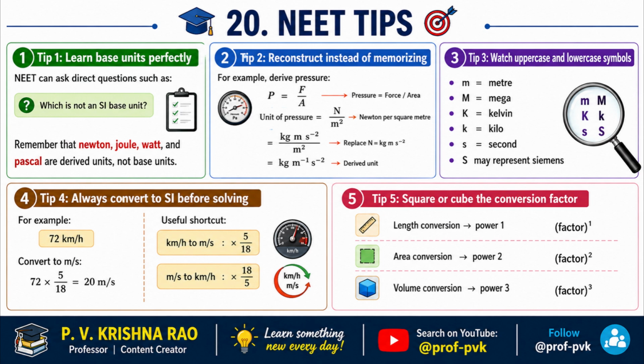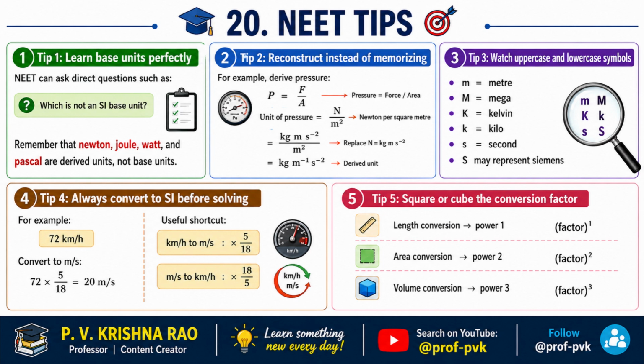Tip number 3. Watch uppercase and lowercase symbols. I have pictured this beautifully with lowercase and uppercase. Small m means meter, capital M means mega. Capital K means Kelvin, small k means kilo. Small s means second, capital S represents Siemens. So there is some difference here. See the image, listen to my words to get clarity.